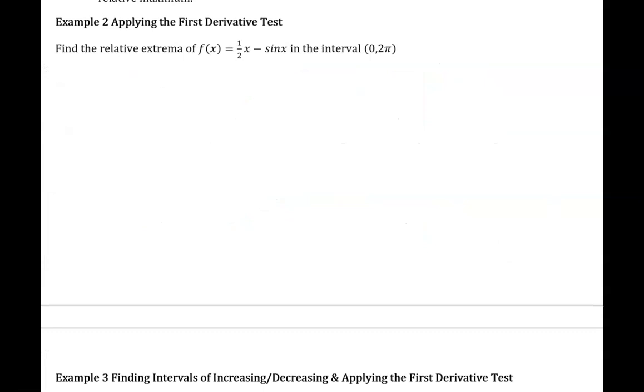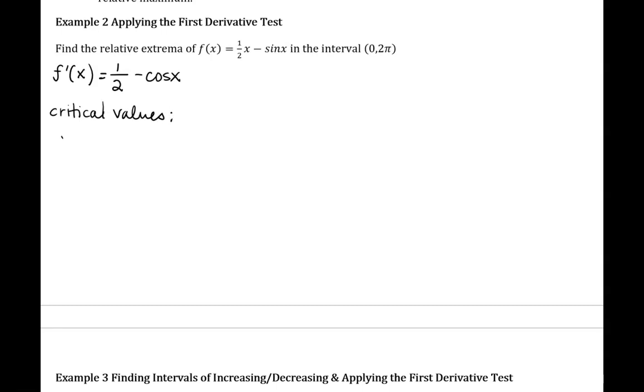Whether it's a maximum or a minimum depends on whether it went from negative to positive or from positive to negative. Now we look at example 2, where we will find the relative extrema of this function on this interval using the first derivative test. We begin by taking f prime. The derivative of 1/2 x is 1/2, and the derivative of sine x is cosine x. Now that we have the derivative, we go on and we look for critical values.